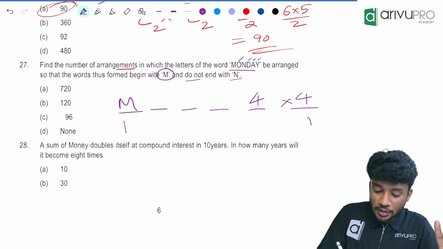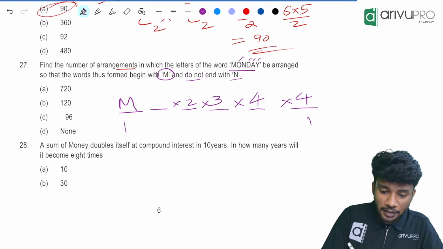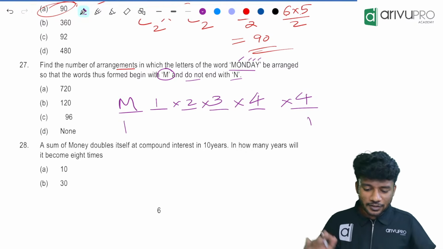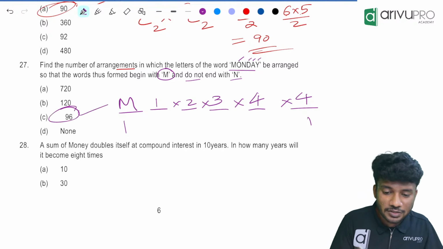4 more letters. Then 3 people already sat, 3 are remaining, 2 are remaining, 1 is remaining. So multiply everything, you will get the answer. 2 into 3 into 4 into 4 is equal to 96. Option C is your answer.